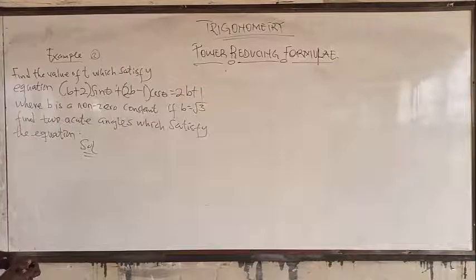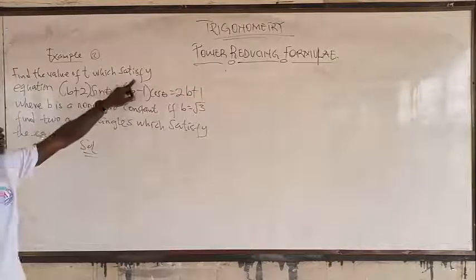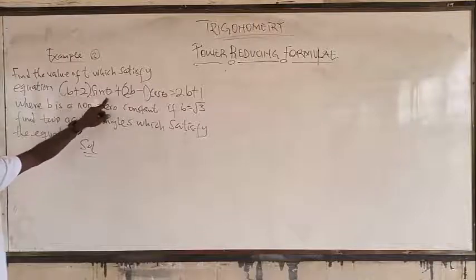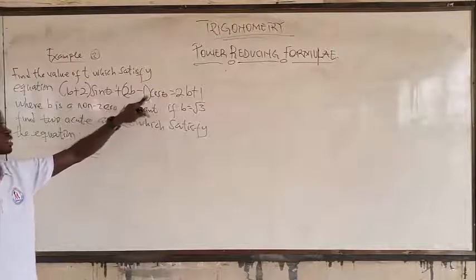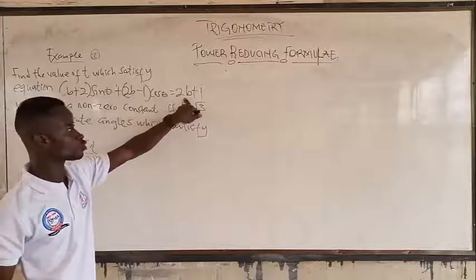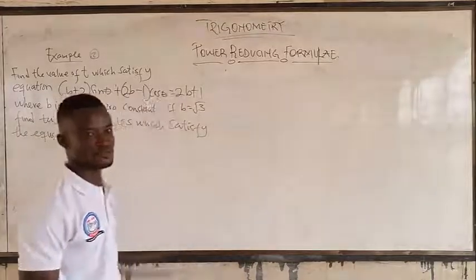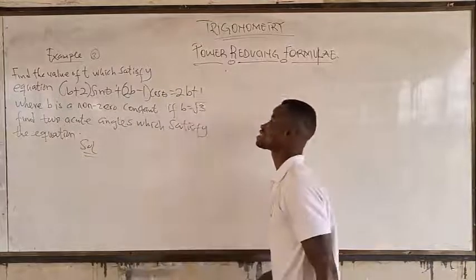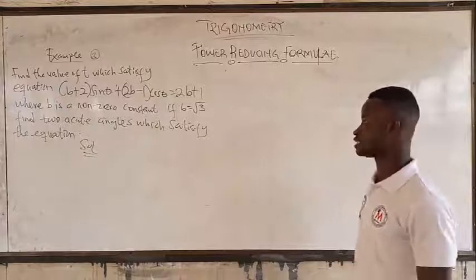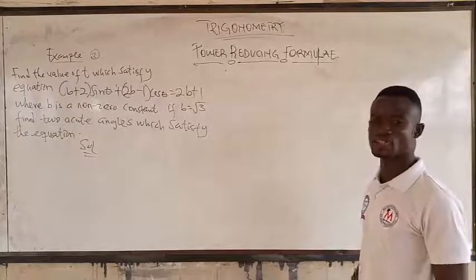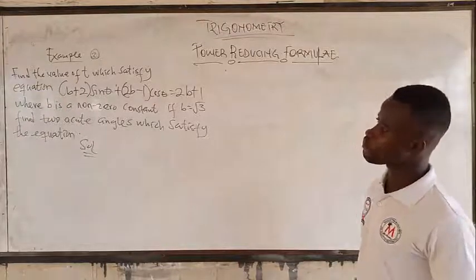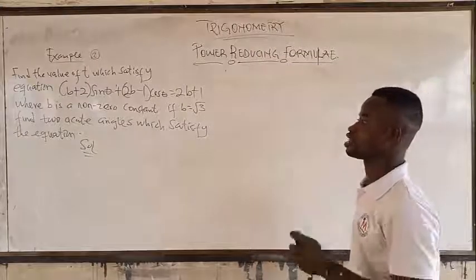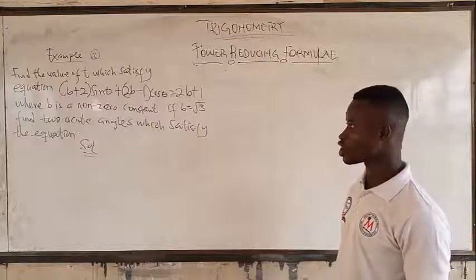Find the value of t which satisfies the equation (b + 2) sin theta + (2b - 1) cos theta = 2b + 1. Very good. Now the question is saying that b is a non-zero constant. If b is equal to square root of 3, find two acute angles which satisfy the equation.